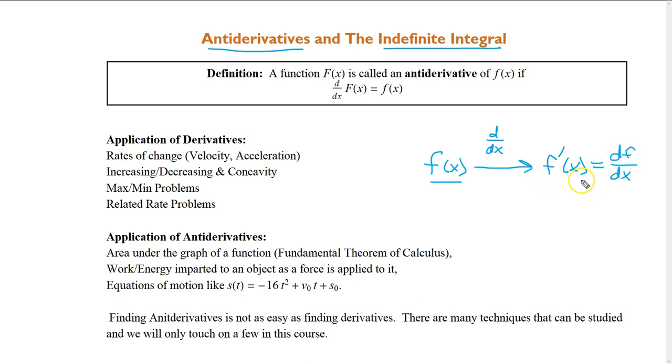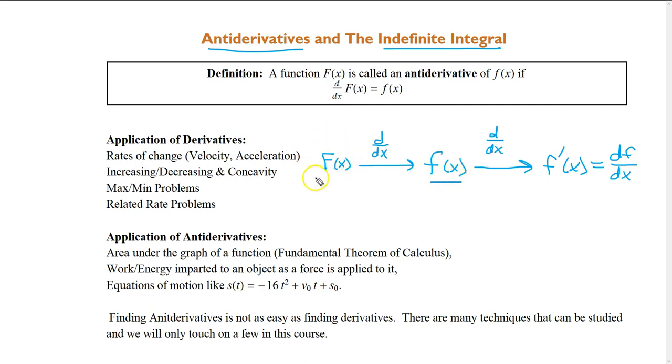And what this function measures is the slope of lines tangent to the graph of the function that we were given, f of x. Now what we're going to do here is sort of go backwards. So we're going to be given a function f of x, and we want to find some function, call it capital F of x, in which when we take the derivative of capital F, we get the function that we were given.